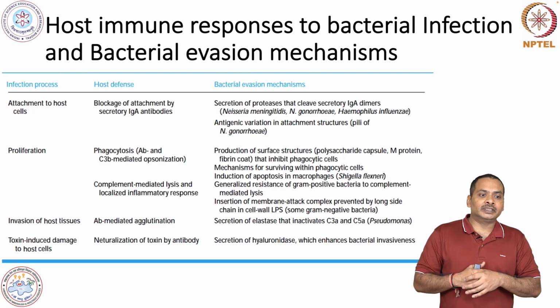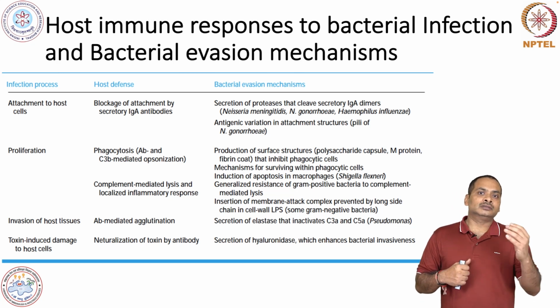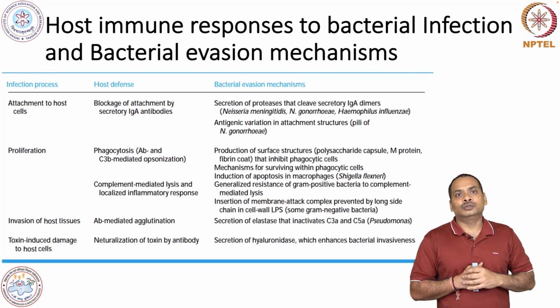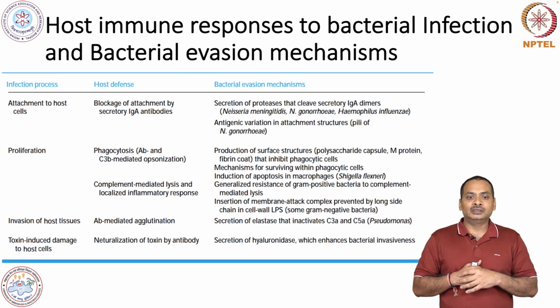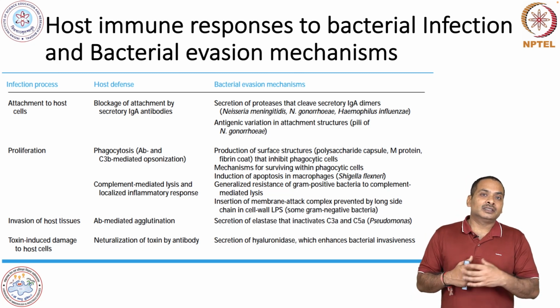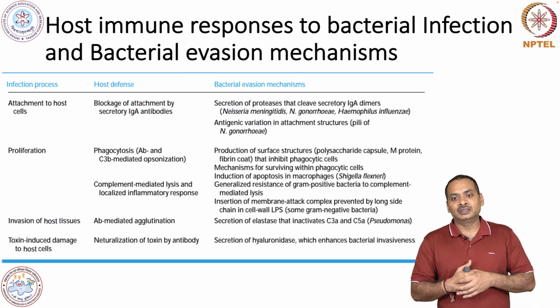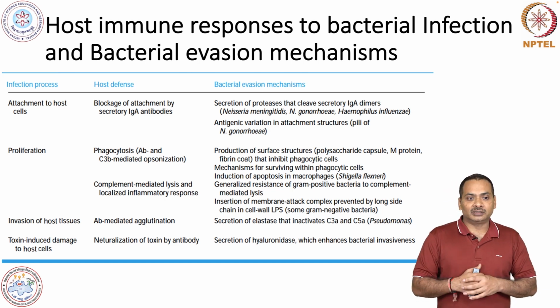Another way of infection is invasion of host tissue. This is at the pathogen side. They invade the host tissue, and the protective response is antibody mediated agglutination. There is also a secretion of elastase that inactivates C3a and C5a. Basically, they are anaphylatoxins that attract the immune cells, and this is mainly adopted by Pseudomonas.